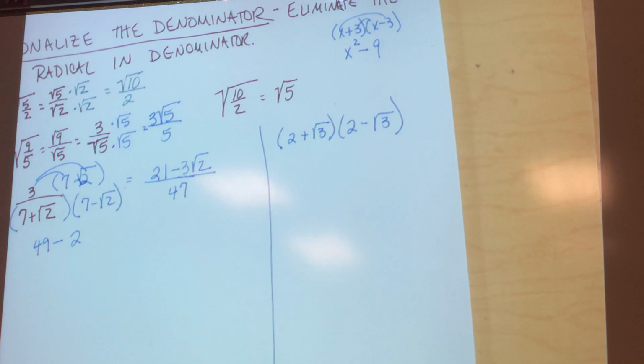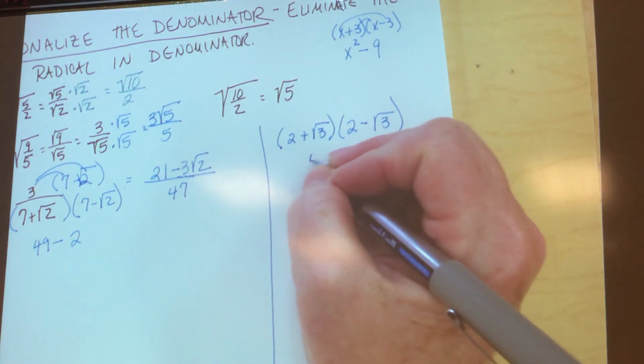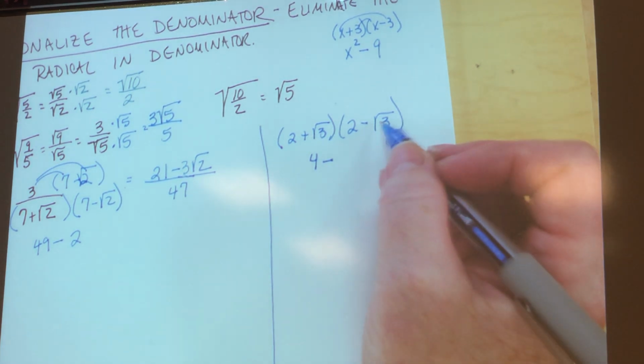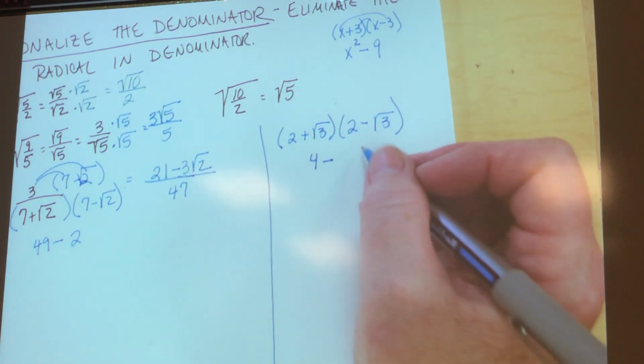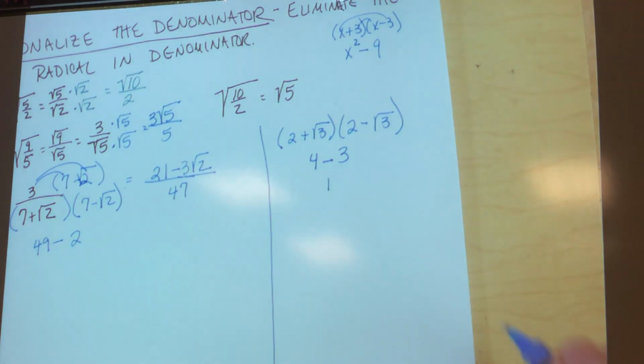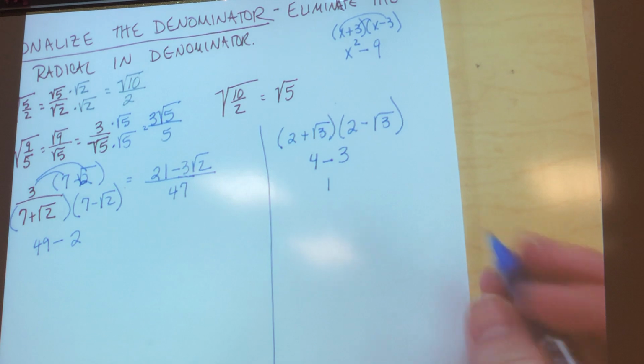What'd y'all get for your answer? 1. Very good. So you're going to square the first, 4, always minus because you got unlike signs right here, and square the last. All it's going to do is remove the radical, guys. 3. 4 minus 3 is 1. Anybody got a question? Okay, let's try another one.